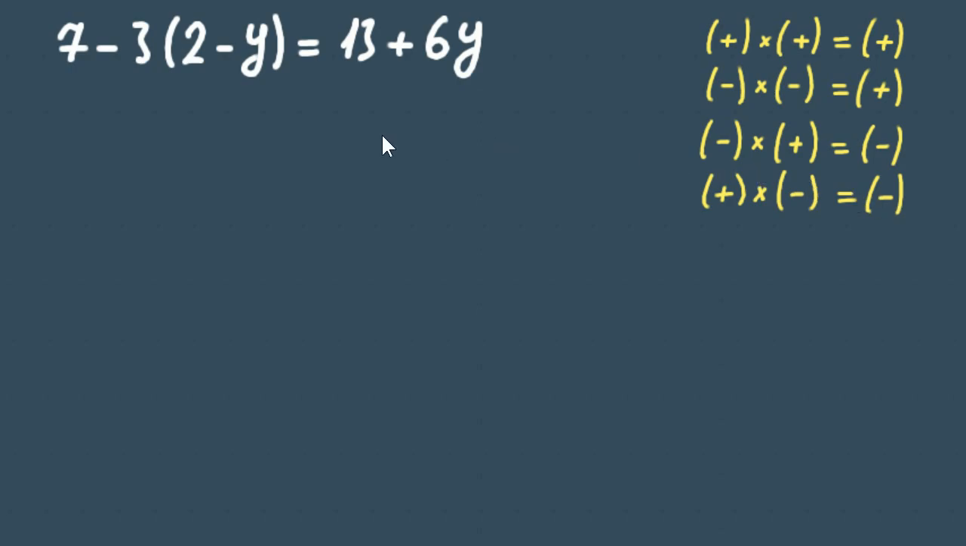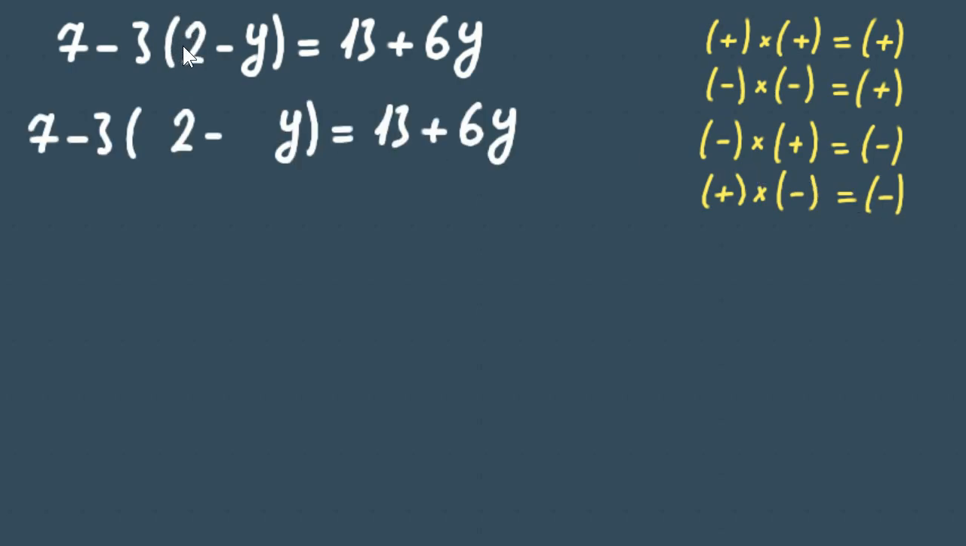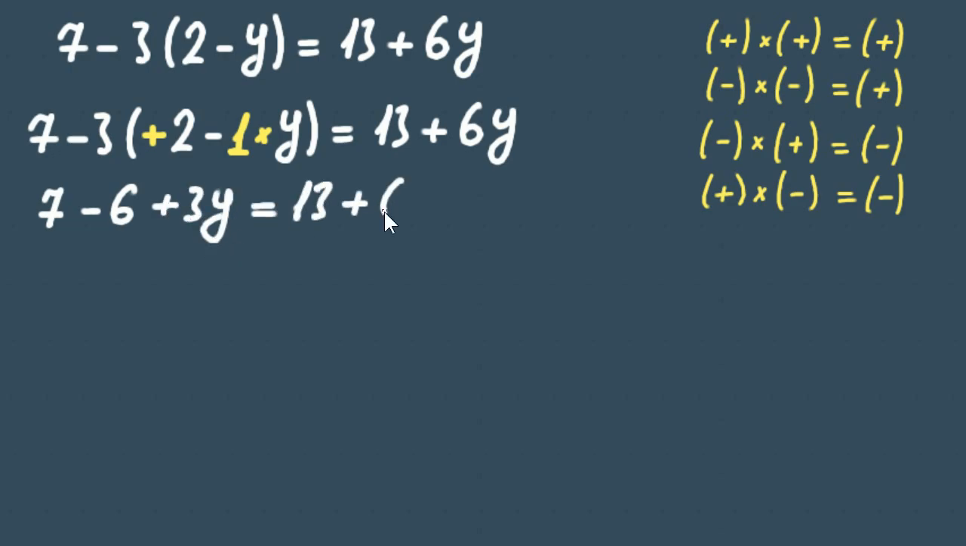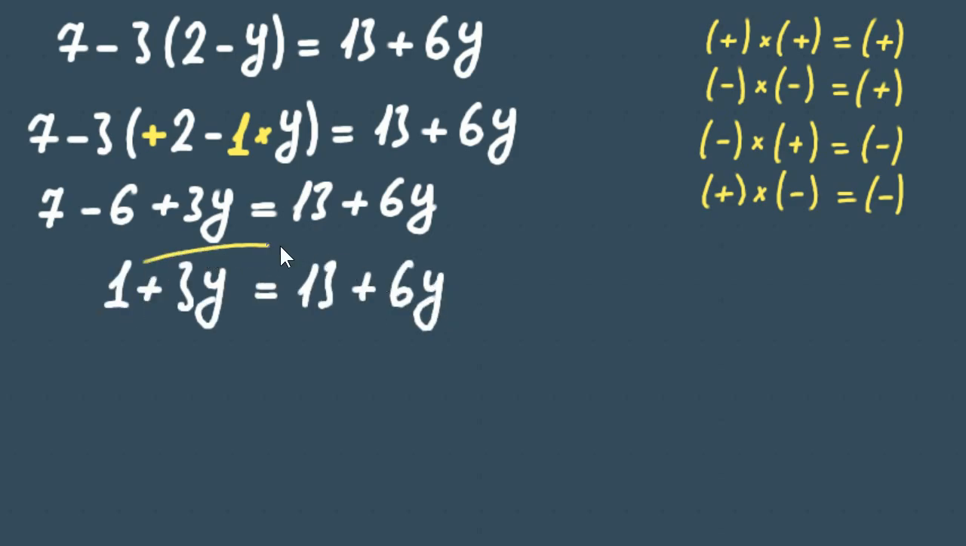There is no sign in the brackets in front of the 2. We consider this sign as a plus. There is no numeric coefficient in front of the y. We consider this coefficient equal to 1. We multiply -3 by +2. The result will be -6. We multiply -3 by -1. The result will be +3. I subtract 6 from 7. And I transfer +1 to the right part.